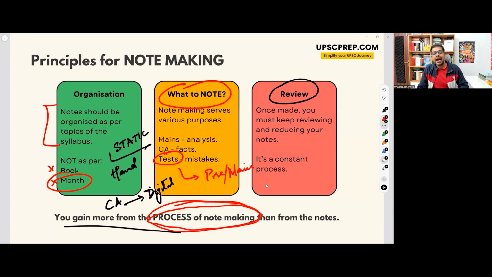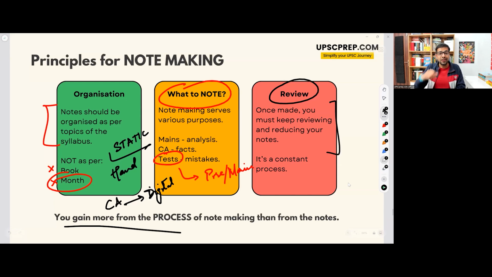We want to try and uncover the gaps in our knowledge, because there are a lot of gaps in our knowledge which we lie to ourselves about, saying, no, I understand this completely. But when I have to explain it, then it suddenly appears, oh, I didn't know that. So it is the process of note making that is important. And for that reason, I've said in phase 3, you should spend a significant amount of time making your notes. And once you have made your notes, you will keep updating them, keep reviewing them, keep reducing them, right?